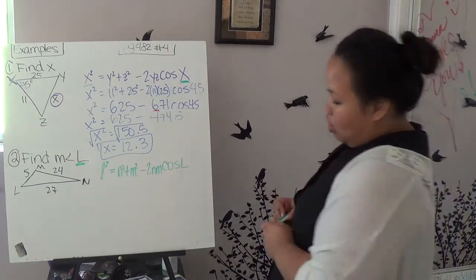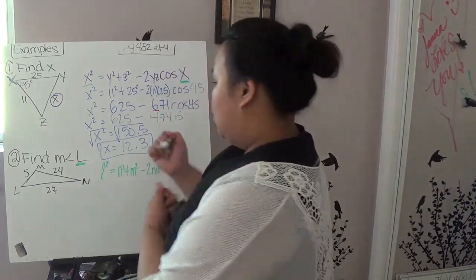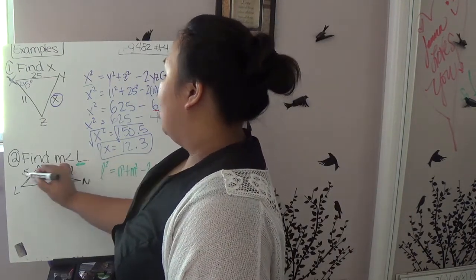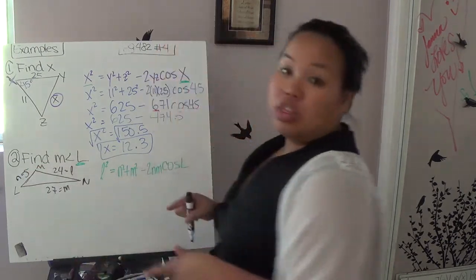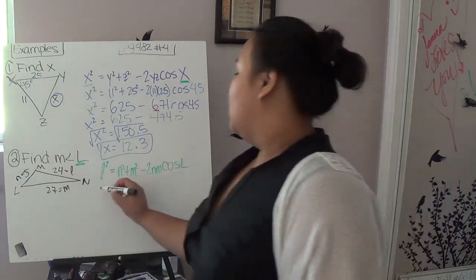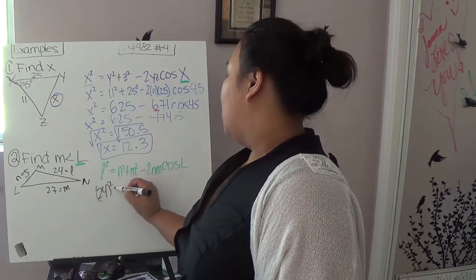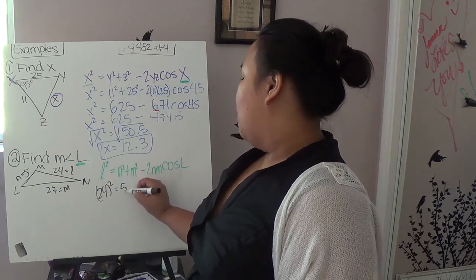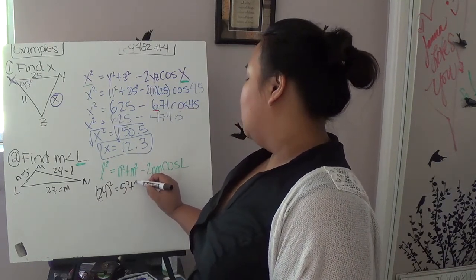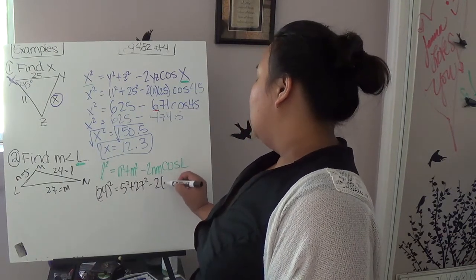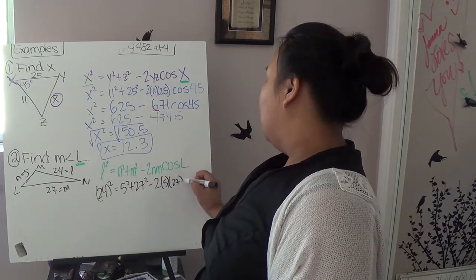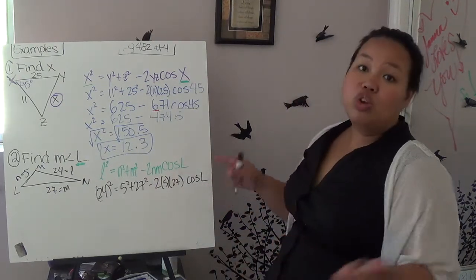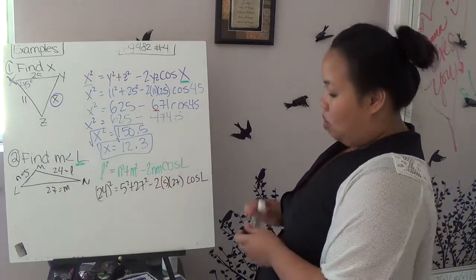And again, I'm going to fill in what they give me. So they gave me little l right here. This is little l, this is little m, and this is little n. It helps to draw the triangle out. So L is 24 squared equals n, which is 5 squared plus m, which is 27 squared, minus 2 times 5 times 27 cos of L. And automatically, since the angle's missing, you know that you're going to be using the inverse, which is cos negative 1. So be prepared for that.